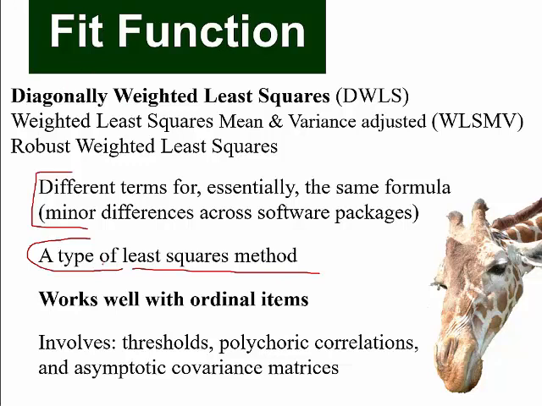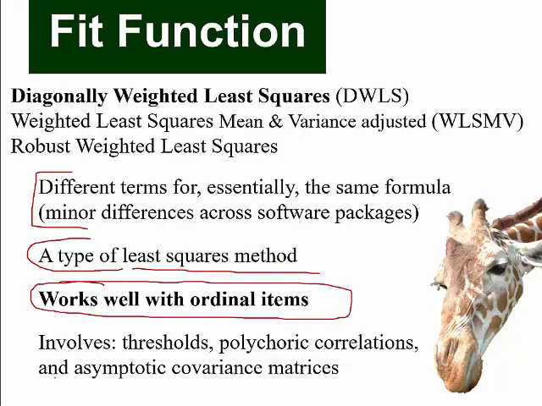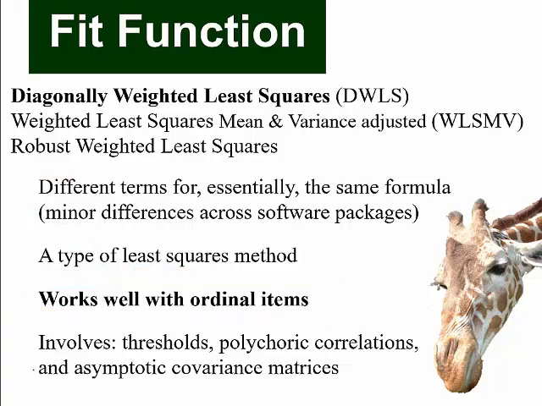And this particular approach works very well with ordinal items. So if you have a questionnaire with items on it, and each item is rated on, say, a 5-point scale or a 3-point scale or a 7-point scale, this method works very well for that.